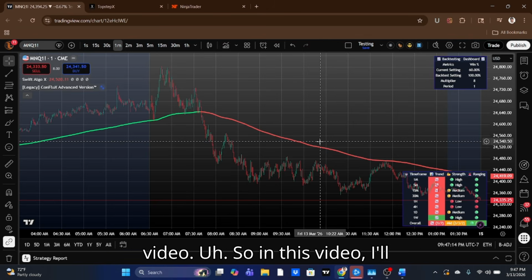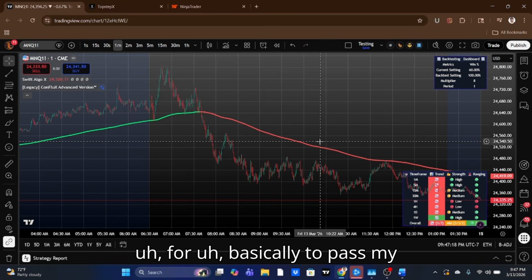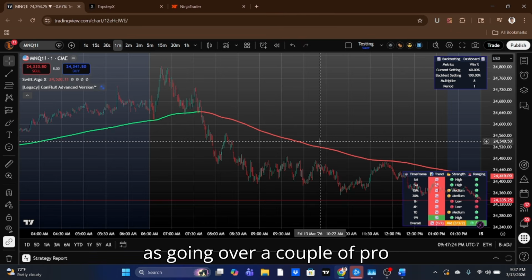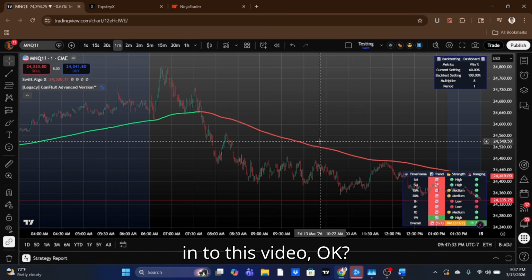So in this video, I'll be going over the settings I used for Swift Algo X, basically to pass my evaluation account on Top Step, as well as going over a couple of pro tips with you guys as well. Other than that, let's dive right into this video.